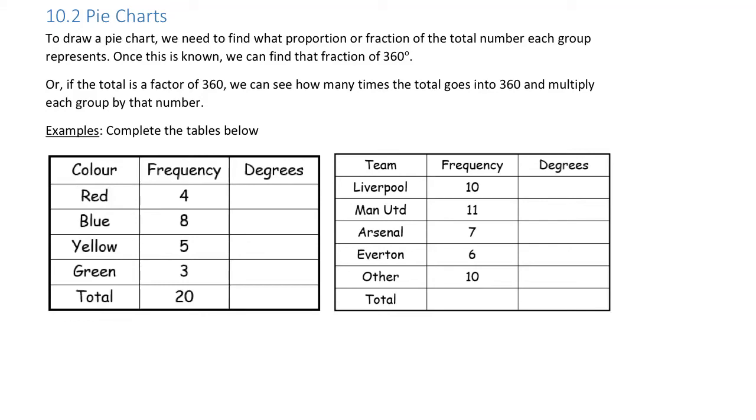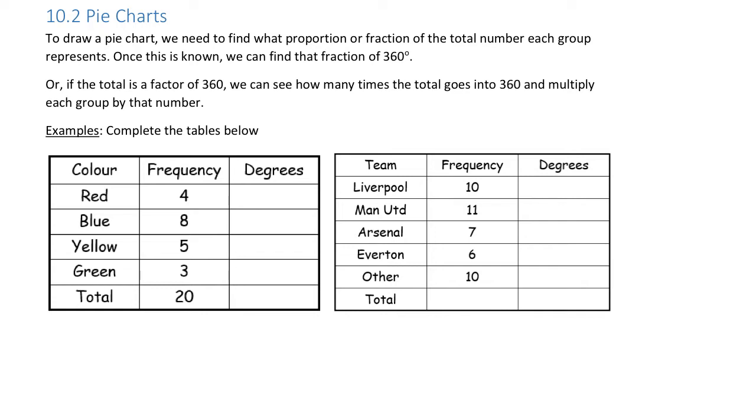10.2 Pie charts. To draw a pie chart, we need to find what proportion or fraction of the total number each group represents. Once this is known, we can find the fraction of 360 degrees. Or, if the total is a factor of 360, we can see how many times the total goes into 360 and multiply each group by that number.